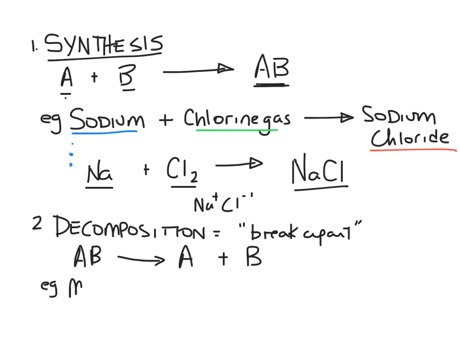we're going to take mercury 2 oxide, and I'm going to heat it up, and I'm going to cause a chemical reaction, which then gives us mercury as the metal and oxygen gas.